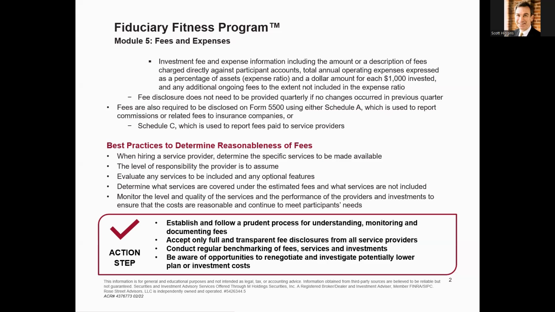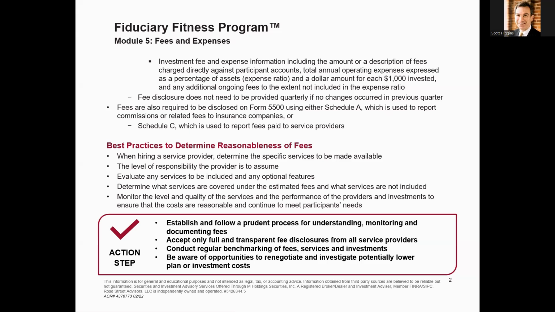Second, accept only full and transparent fee disclosures from all service providers. That must be the case. And you have to see what the transparency is going to look like ahead of time so you know if you can digest it and make sense out of it and use it. That's at the plan level, but certainly also at the advisor level.